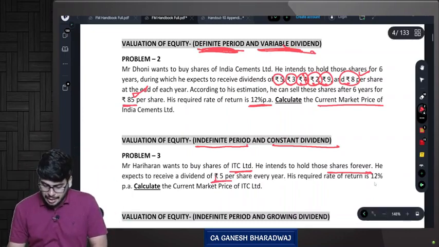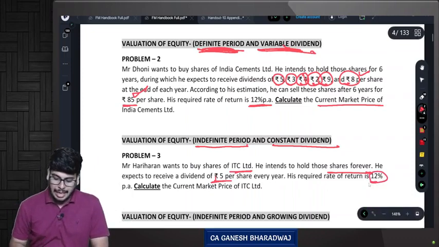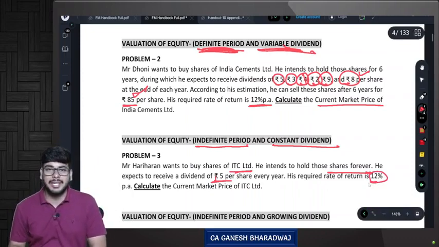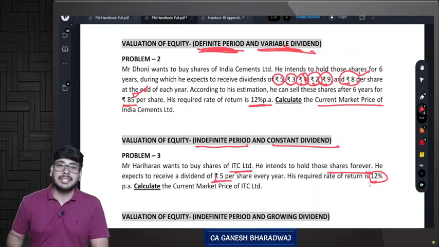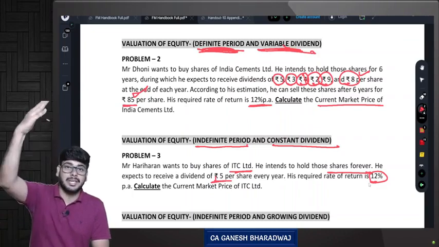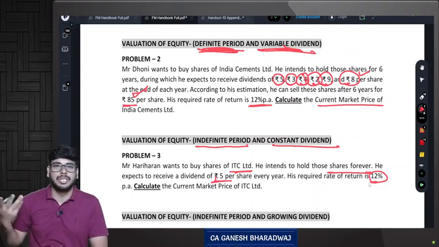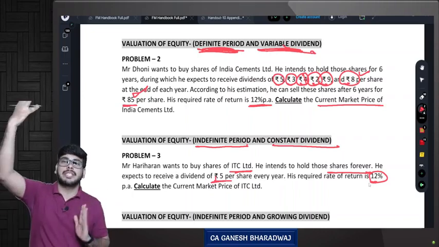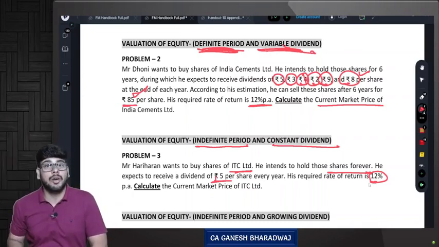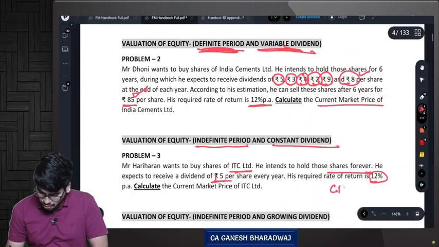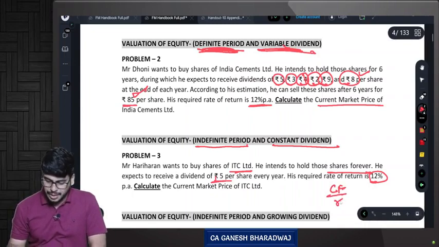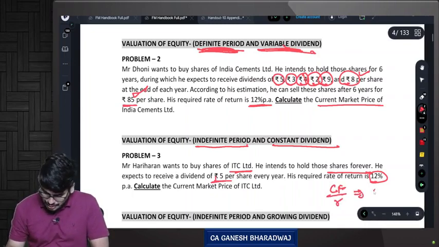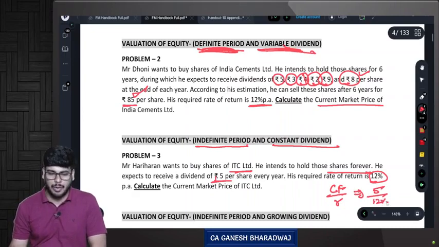His required rate of return is 12%. Calculate the current market price of ITC. This is very simple. This is nothing but the sum of infinite constant cash flows. So the same cash flow you are going to receive up to perpetuity. So what is the formula that we saw? Annual cash flow divided by the discount rate. In this case, every year he is going to receive how much? 5. What is the discount rate? Divided by 0.12 or 12%.